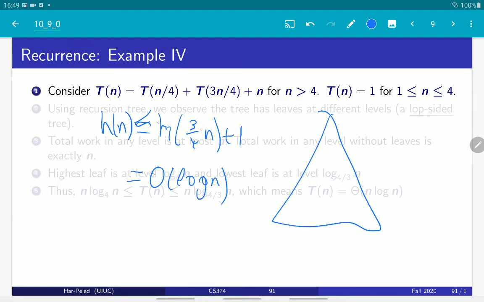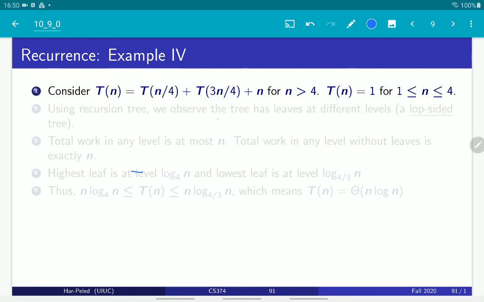The way to think about it is that if you go 3 levels down in the recurrence, you get (3/4) to the 3, which is 27 divided by 64, which is smaller than half. So after going 3 levels down, the problem size is smaller by half. So after log n levels, you're done. So the depth of this recurrence tree is log n.